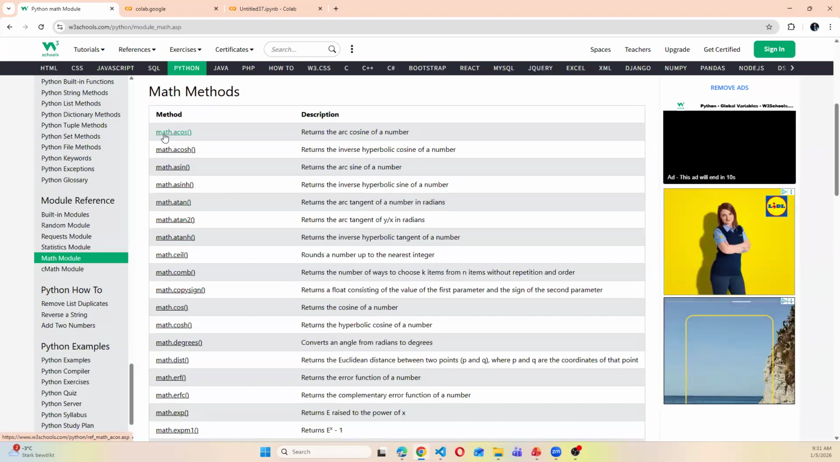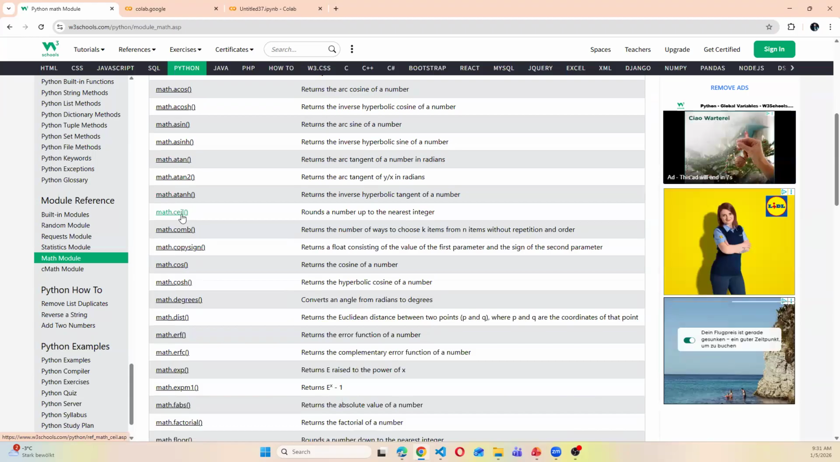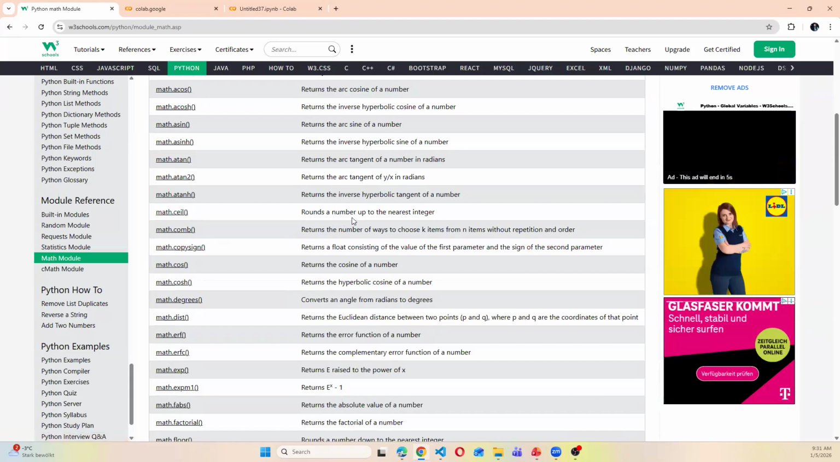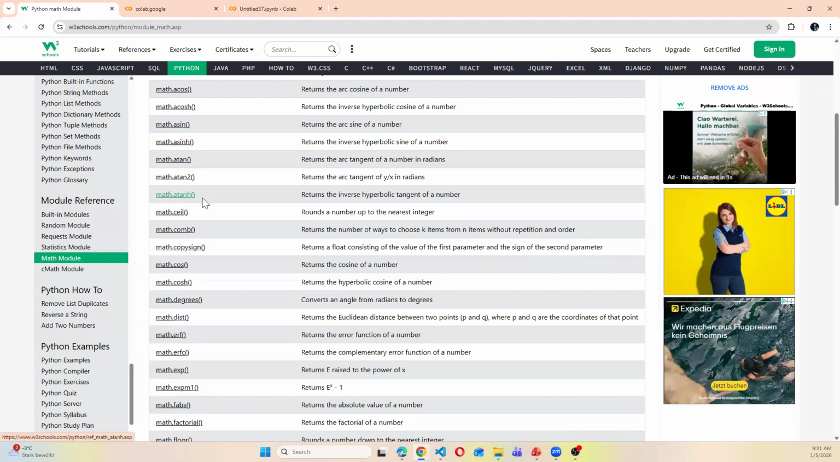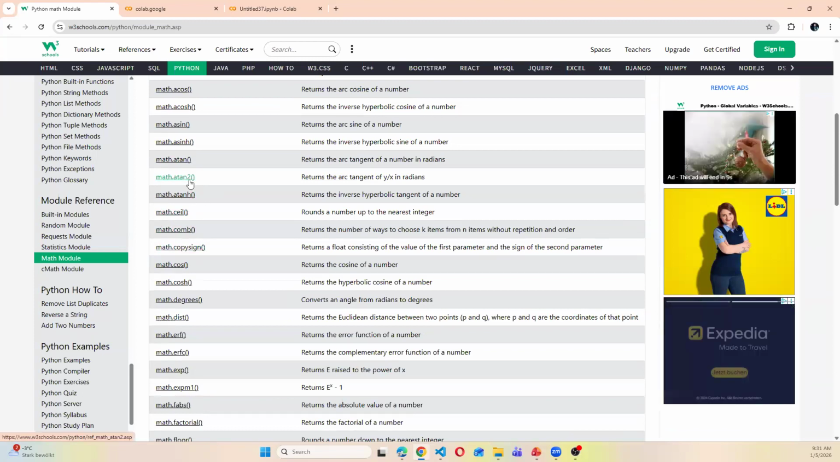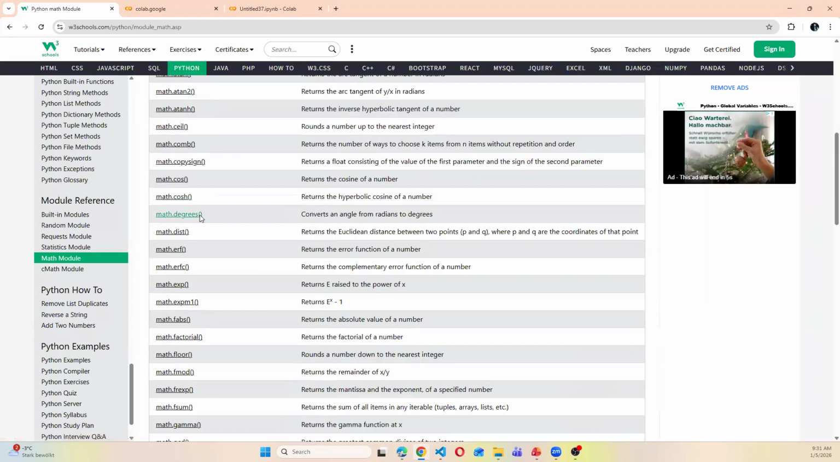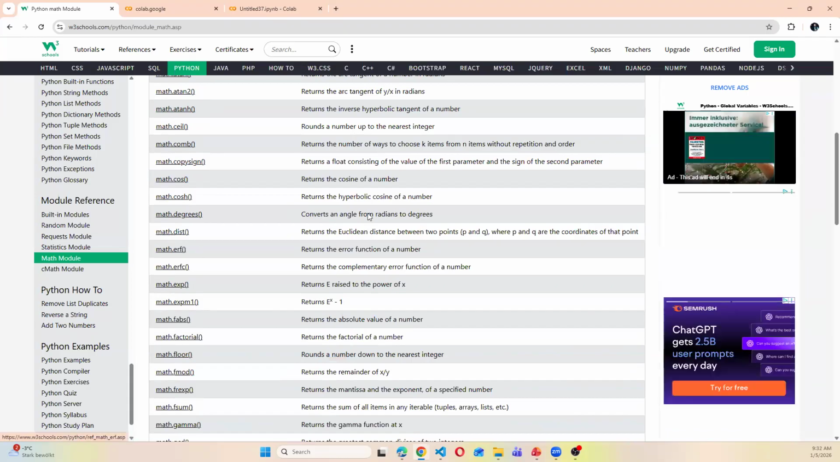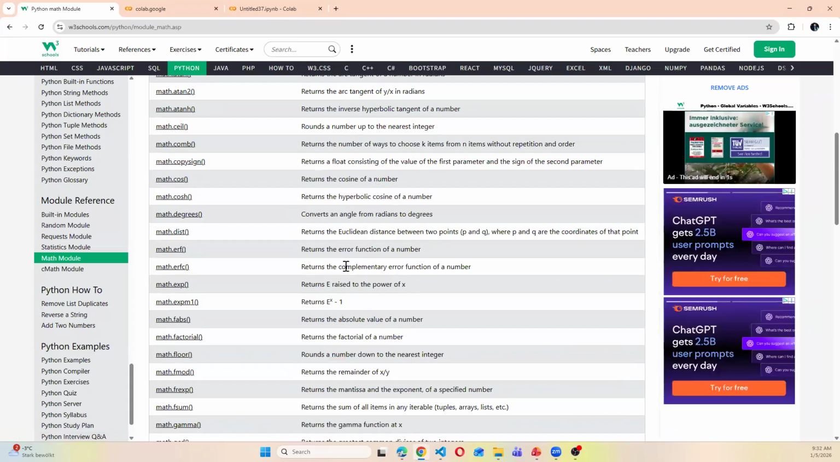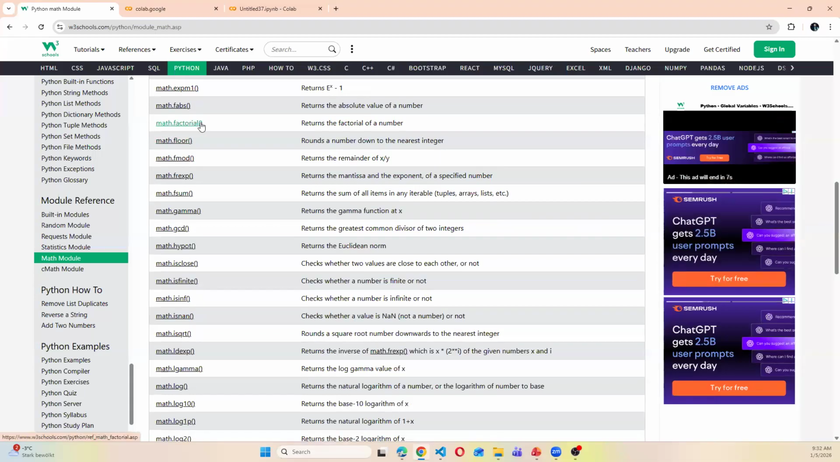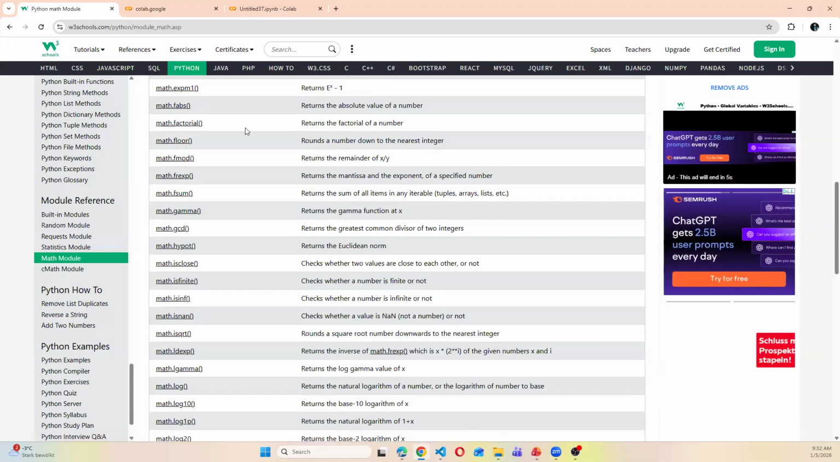So you can see here, if you use math dot ceiling, it rounds a number up to the nearest integer. Combination, arctangent, hyperbolic, cosine, degrees, you can see all of them and their definitions here. Because I need factorial, it was here under f. So see math.factorial returns the factorial of a number.